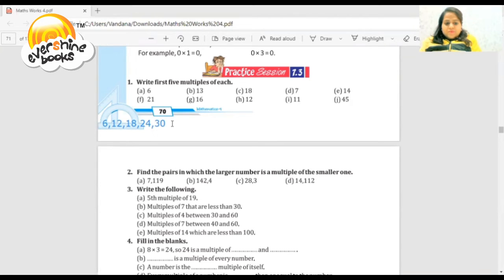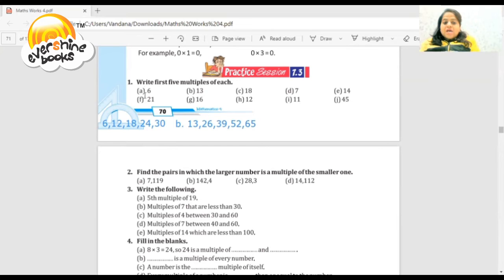And now for the B question, write the table of 13 five times. 13, 26, 39, 52, and the last one is 65. Okay, these are the numbers you have to count 5 times.